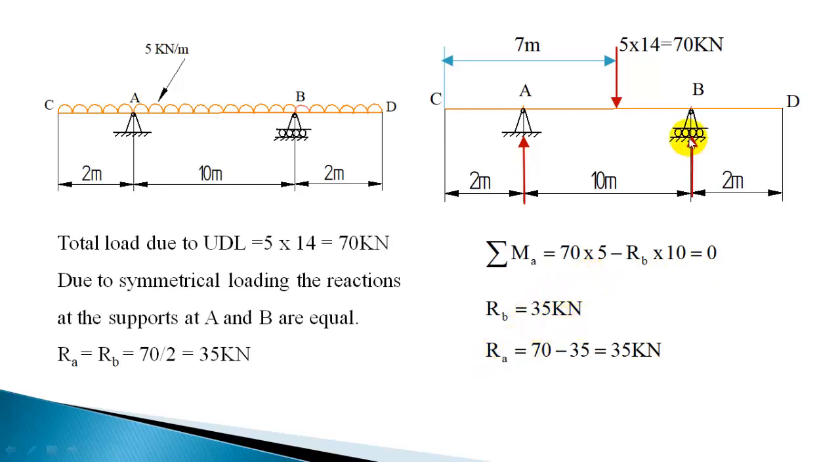Now once you get RB as 35 kN, out of the total downward load, RB is taking half, that is 35. The remaining half has to be taken by support A, or RA will be equal to 35 kN. So whichever way you want, you can find it. Symmetry you get only once in a while, and here the loading and placement of supports are symmetrical. You can find out the reactions easily by looking at the diagram.